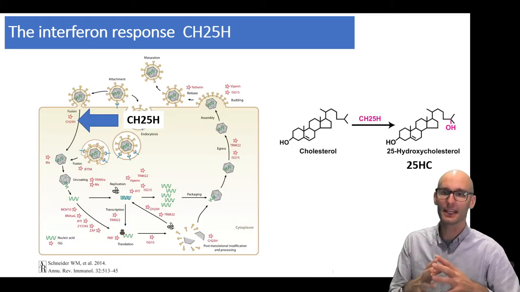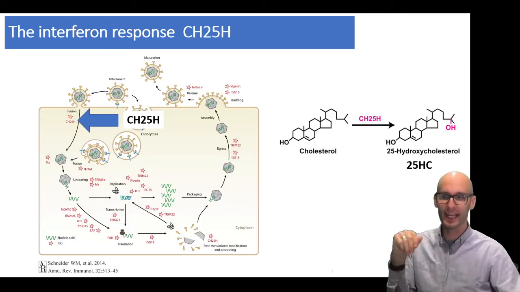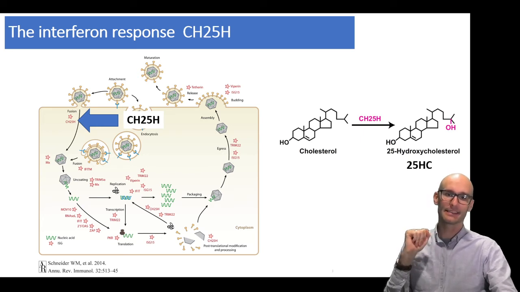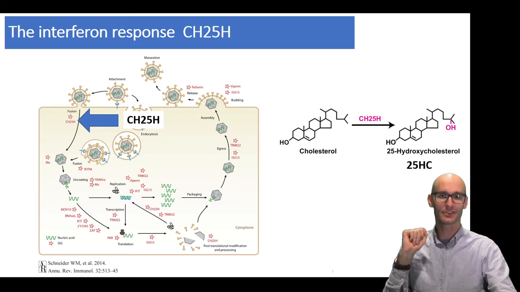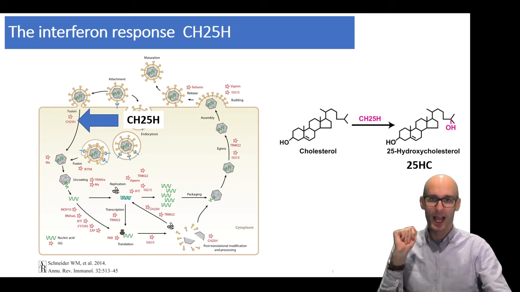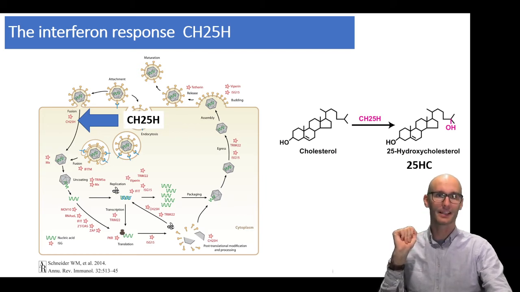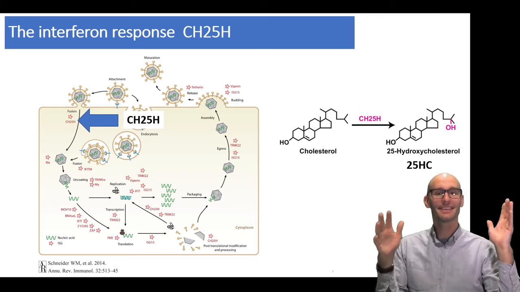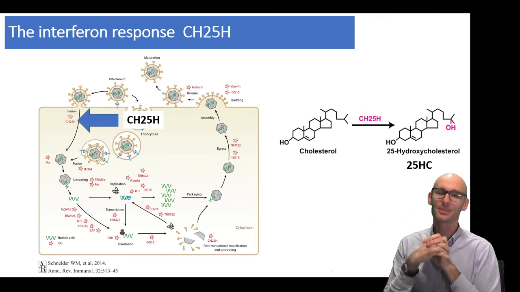Now on to the next one, CH25H. Yes, so it catalyzes this reaction here. It takes cholesterol and turns it into hydroxycholesterol at the 25th carbon. So that's what that number means right there. So it just adds this little hydroxy group to the cholesterol. How could this possibly help protect us from a virus?